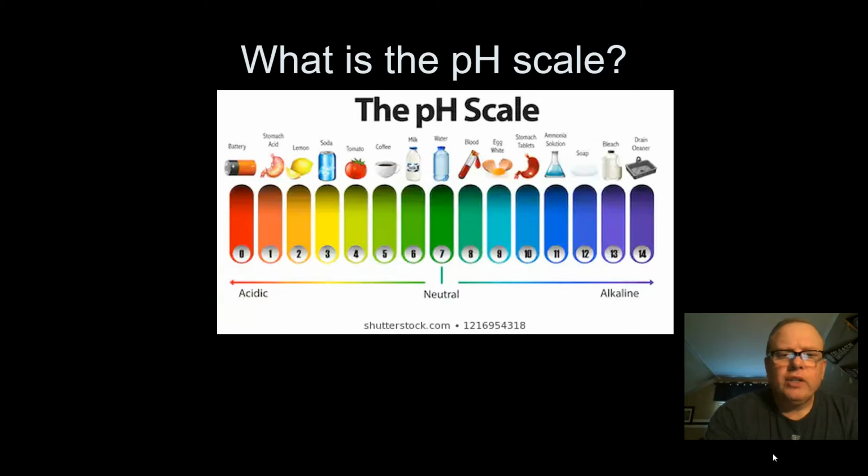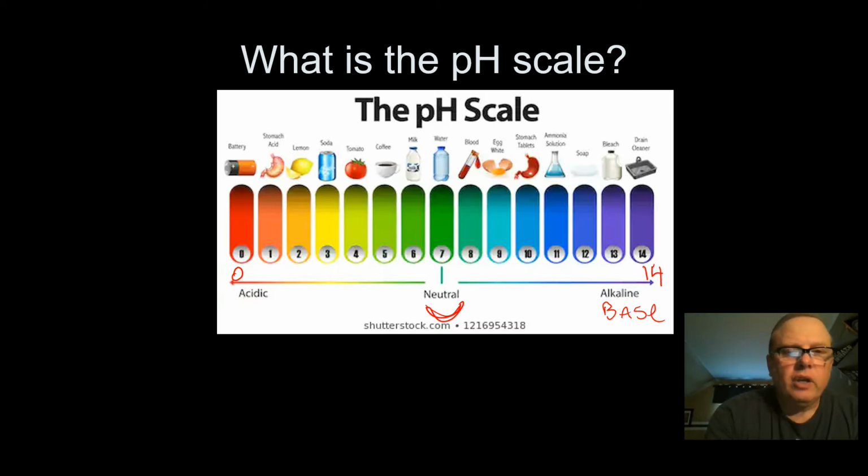Right in the middle, 7 is neutral, which means the same amount of acid as there is base. The word alkaline will often be used to describe a base or alkaline solution. And the pH scale runs from 0 on this end all the way up to 14 at the most alkaline end. So here is the pH scale, and I've given you some examples on this pretty cool picture.